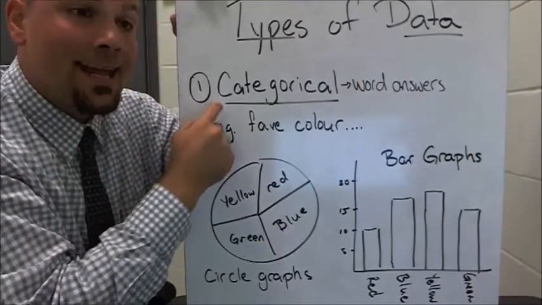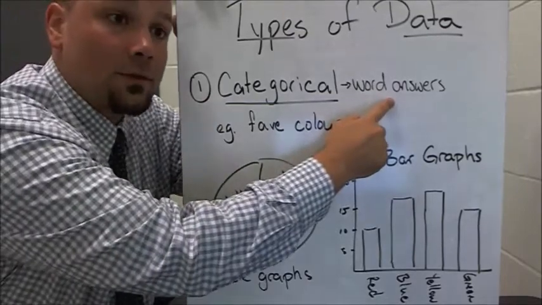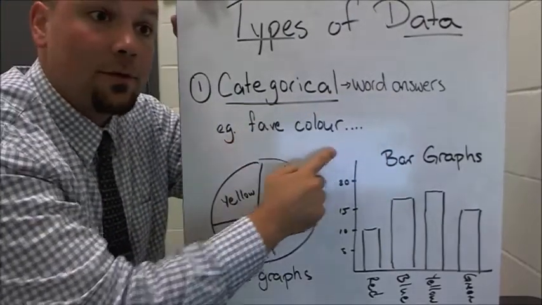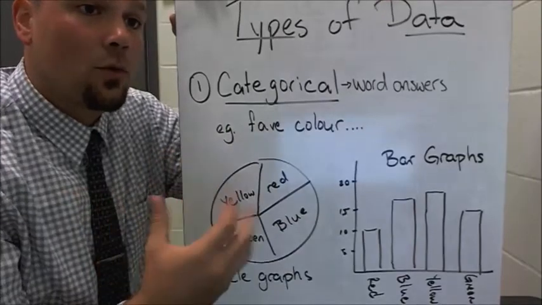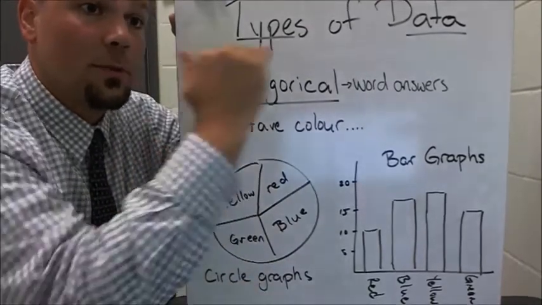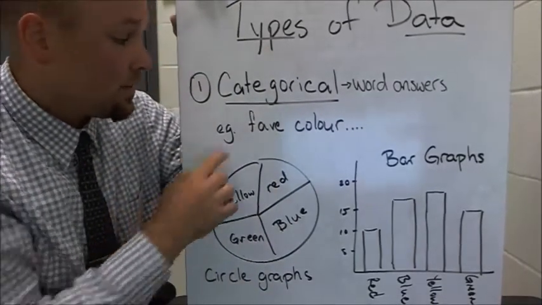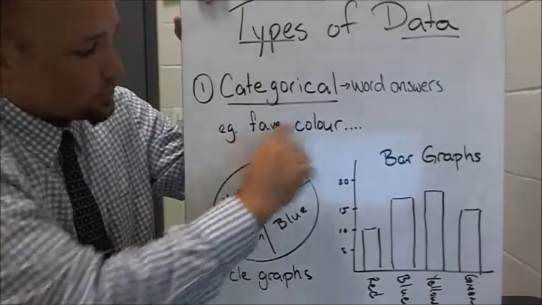All right. So the first type of data, and the one that you're probably most used to, is called categorical. All right. Categorical data has word answers. For example, what's your favorite color? That's a categorical question because people can choose from a list of word answers. All right. So categorical data. So what's your favorite color?